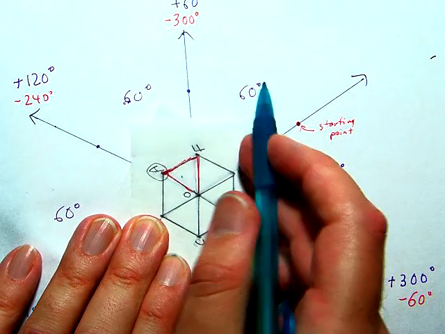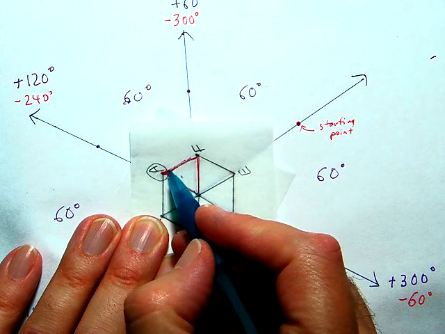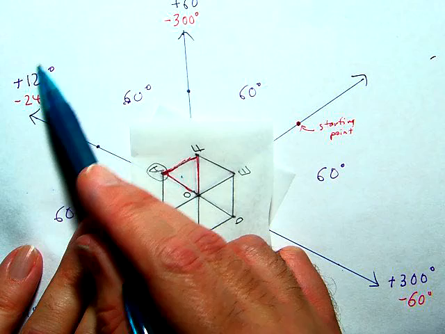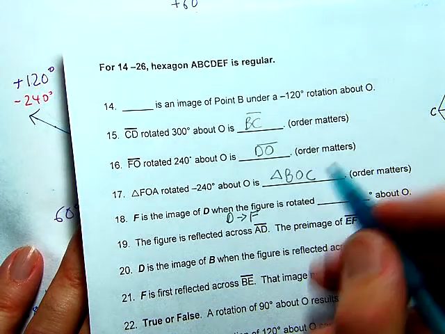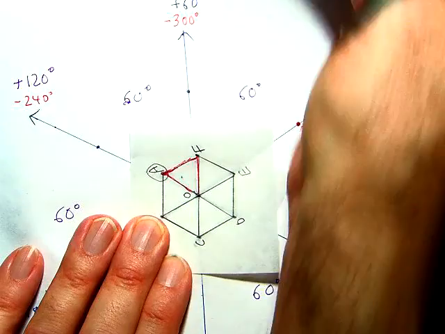Okay, D got mapped into F. What happened to the red dot? It started here, and it was on A. It's now moved how far? 120 degrees. Okay, so you have to rotate 120 degrees about O in order to map D into F.